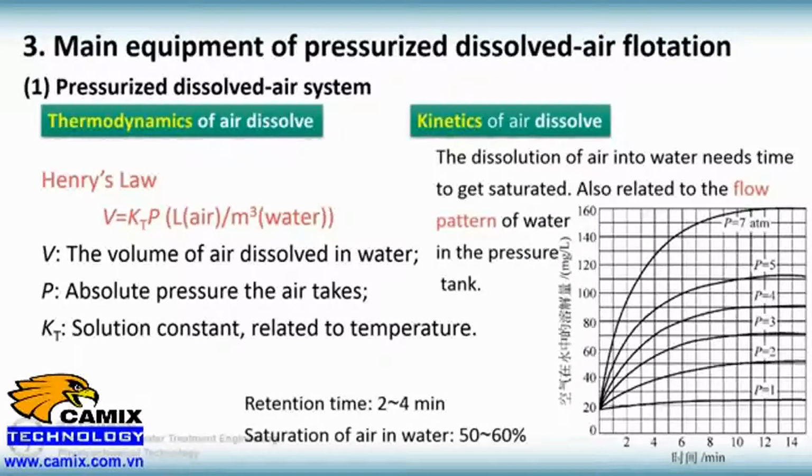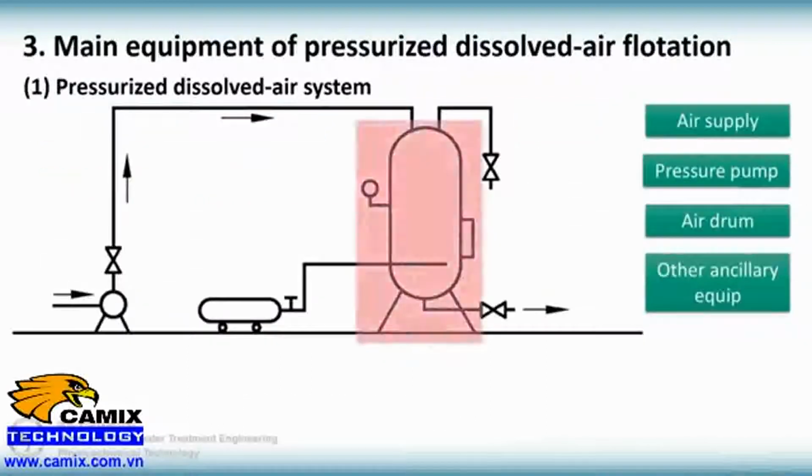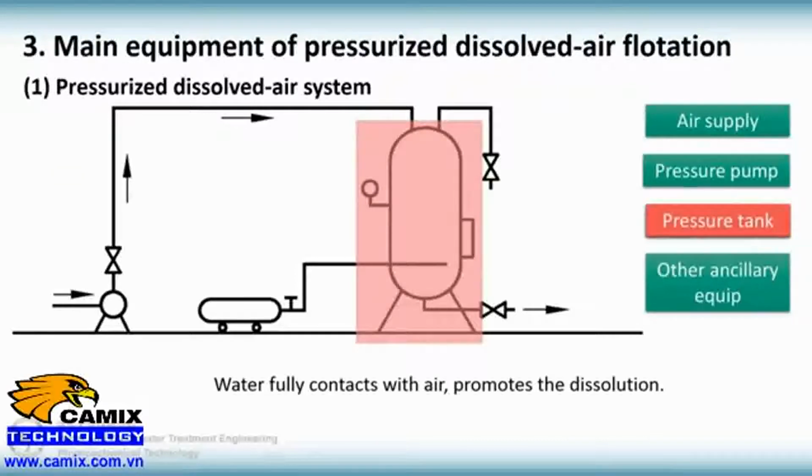Dissolved air in water is about 50 to 60% of the saturation content. The main function of the air drum is to make water contact with air completely and promote the dissolution. The form of the air drum is diverse. Direct flow is the most simple one.